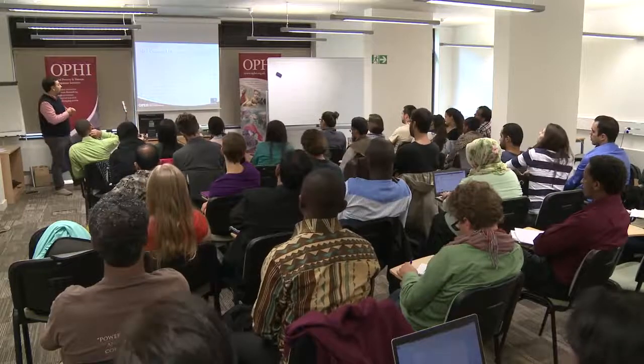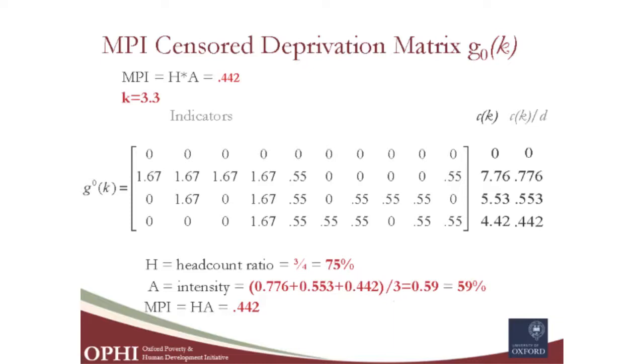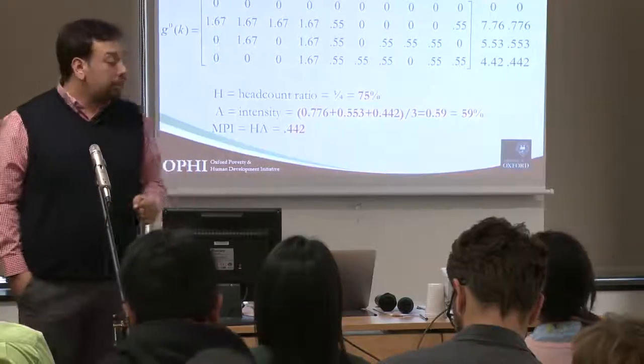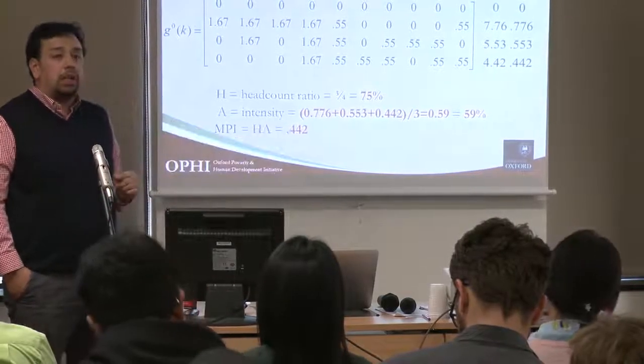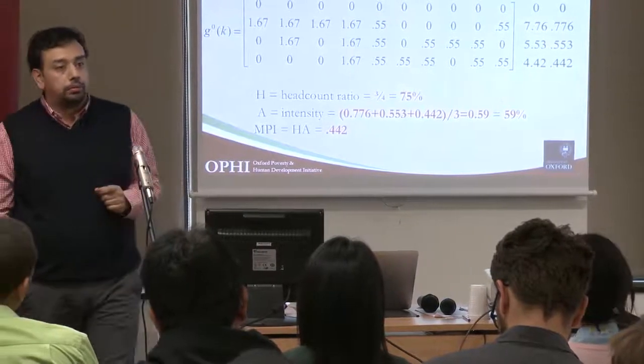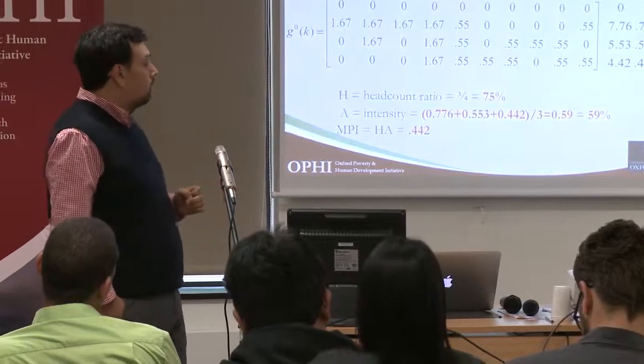Following the example of the global MPI, we have a set of individuals and 10 dimensions, or 10 indicators, sorry. We agreed that these are our counting vector. He is poor, poor, and poor. Our headcount ratio is 3 out of 4. 75% of our population is poor. How poor they are, simple. The average of those numbers, these individuals are poor in 59% of the possible dimensions. The M0 is 0.442. Question?